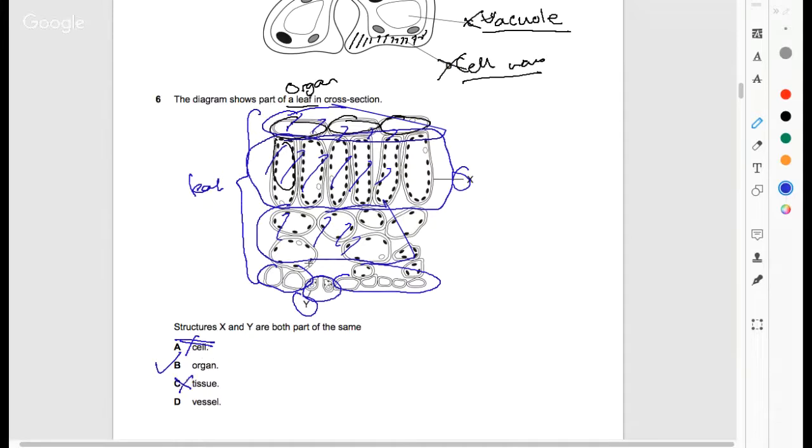And vessel, well, there aren't really any vessels shown here. This might be considered a vessel, but it might be a vein. They're basically spaces between cells. There is no vessel in this diagram, so it's got to be organ. That's the correct answer.